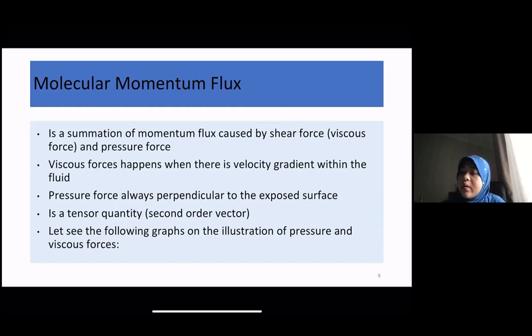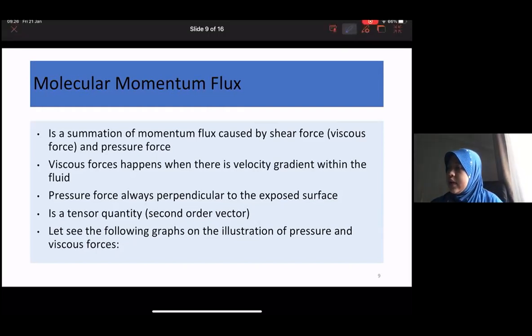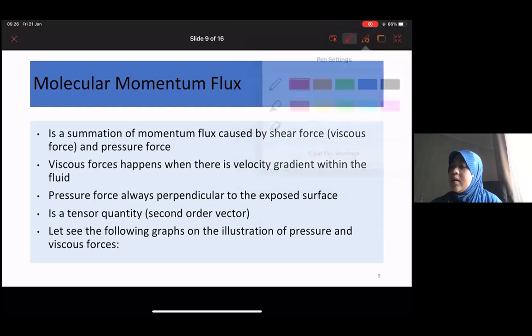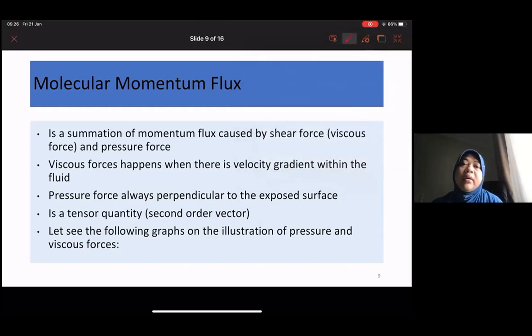Okay, so we know that you've been introduced to a concept, which is momentum flux, and it is actually equal to shear stress, which is called tau.